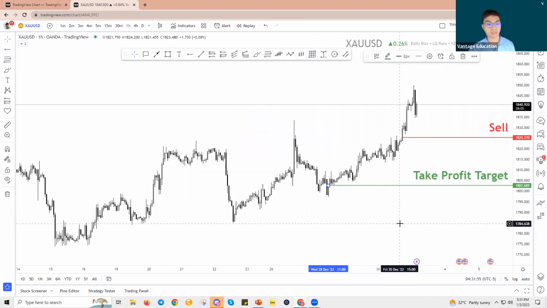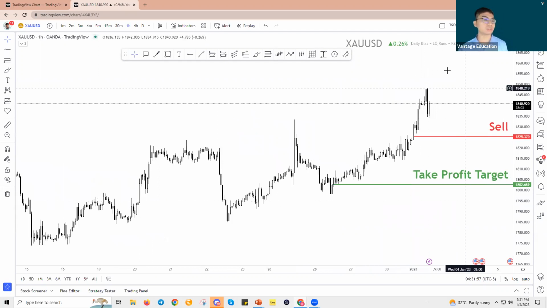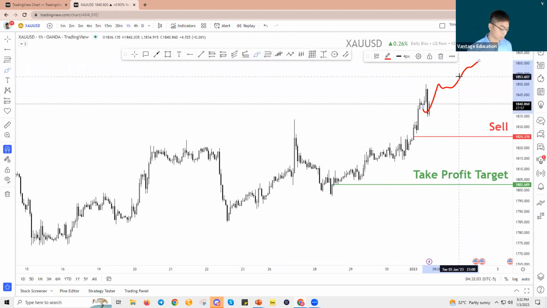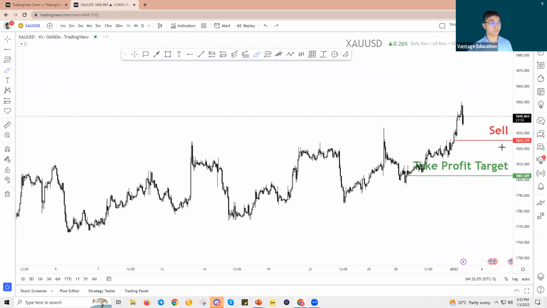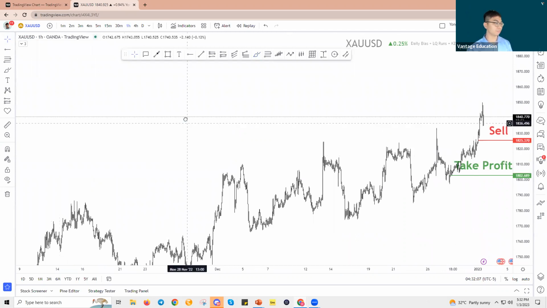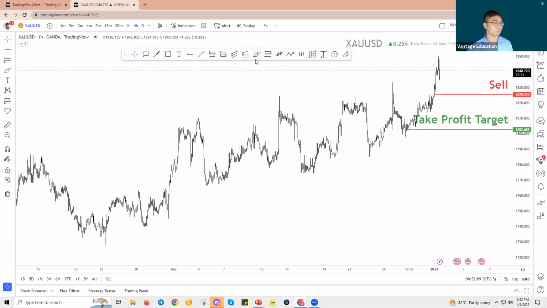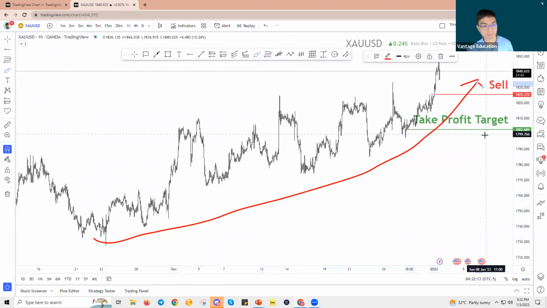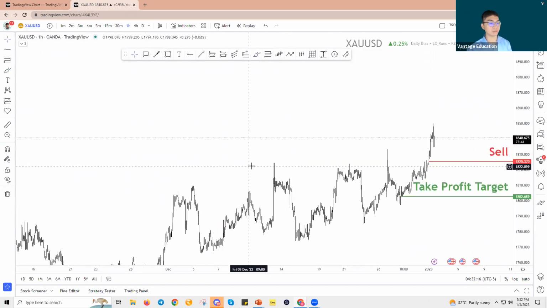Please always set a stop loss, because if you don't set a stop loss, price can just continue moving upwards, and you can potentially blow your account. And some more, overall in the larger time frame, on the 4 hours, 1 hour, we are in a very, very massive uptrend to the upside. So please take care of this current trade.